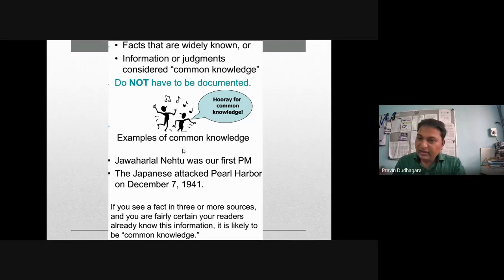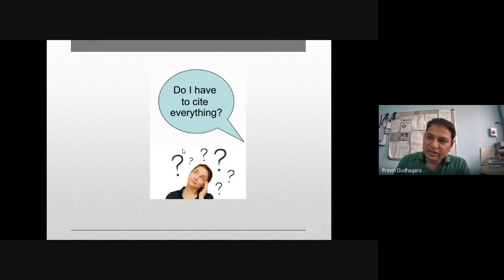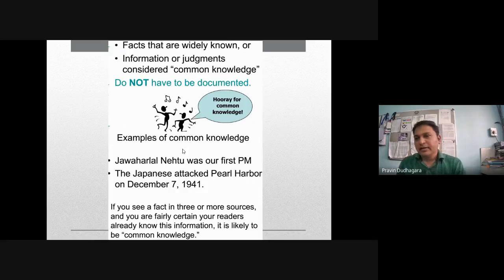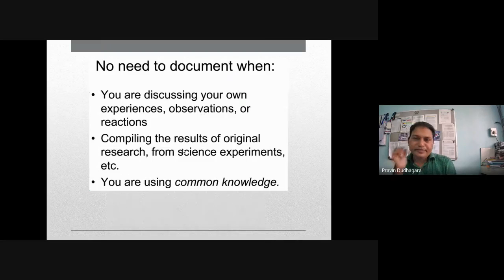If you see a fact in three or more sources and you are fairly certain your readers already know this information, it is likely to be common knowledge. But when you are in doubt, then you are supposed to cite the original reference published by the original authors. So facts and common knowledge are free from citation. You do not need to cite everything in your manuscript or paper.